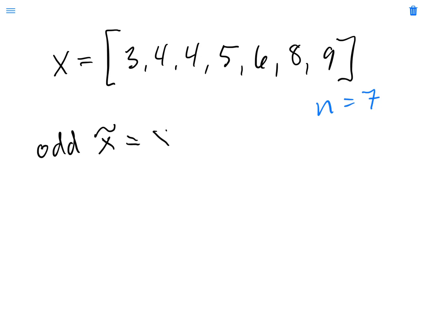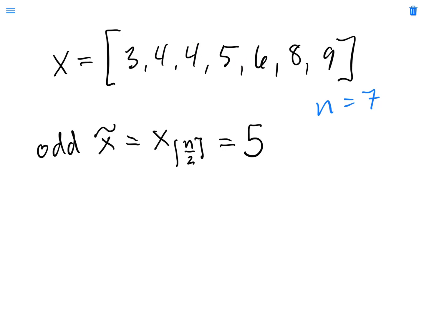That is going to be equal to the x in the ⌈n divided by 2⌉ area or location. And these bars here just mean that we're always going to round up. So in this case, our n is 7. 7 divided by 2 is 3.5, and we round that up to 4. So it's the value in the 4th location. So here's our 1st, 2nd, 3rd, and here's our 4th location. So in this case, our median is 5.